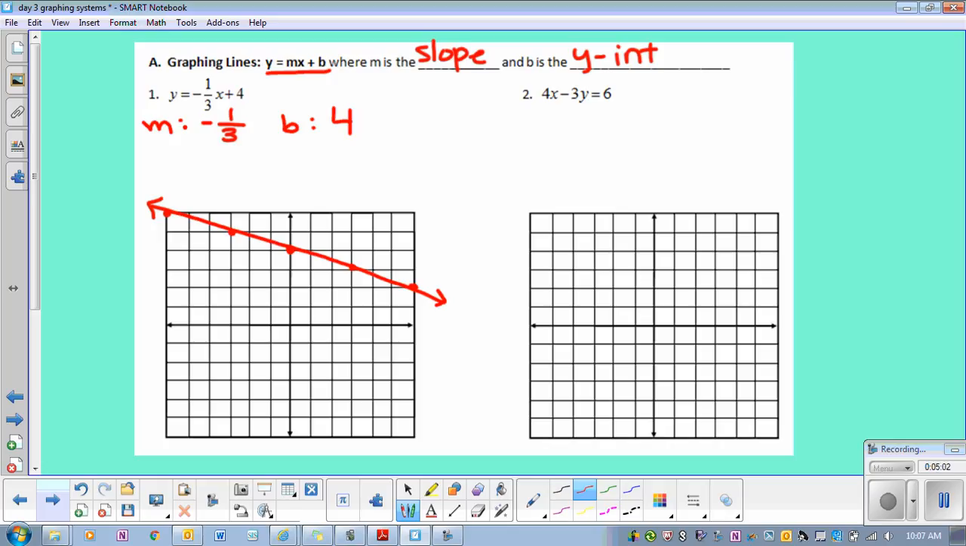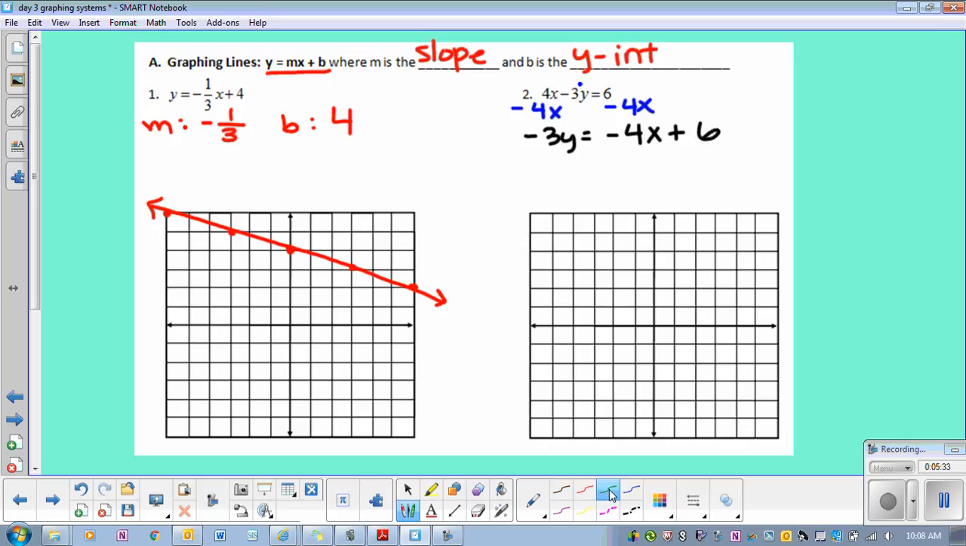Number 2. Is this all for y? Is it in y equals mx plus b form? No. So let's turn it into y equals mx plus b form, just like what we did in the warm-up. We want to get the y all by itself. So subtract the 4x. Negative 3y equals negative 4x plus 6.